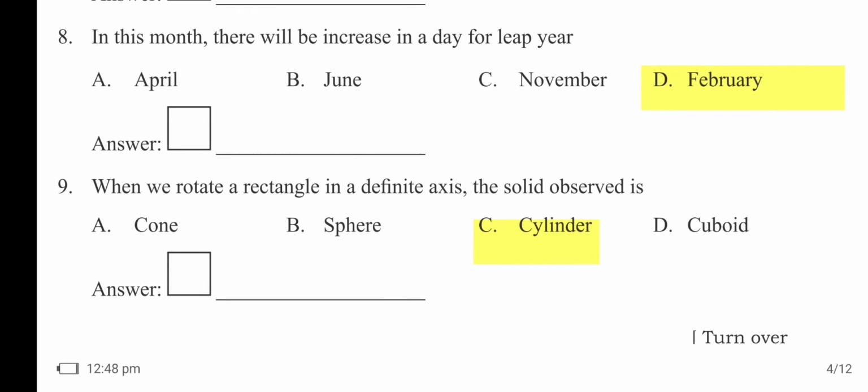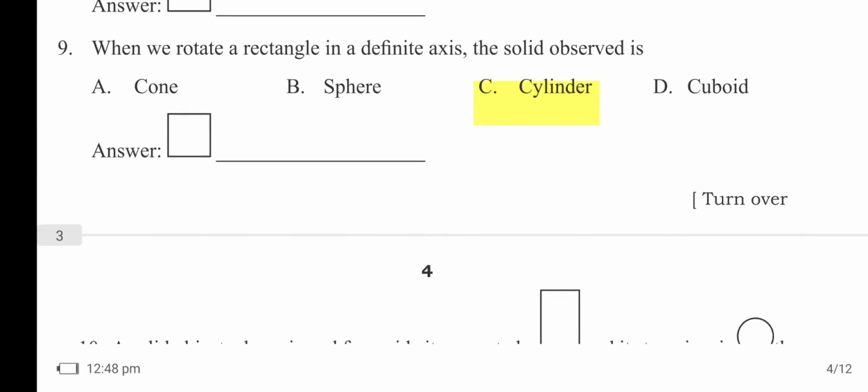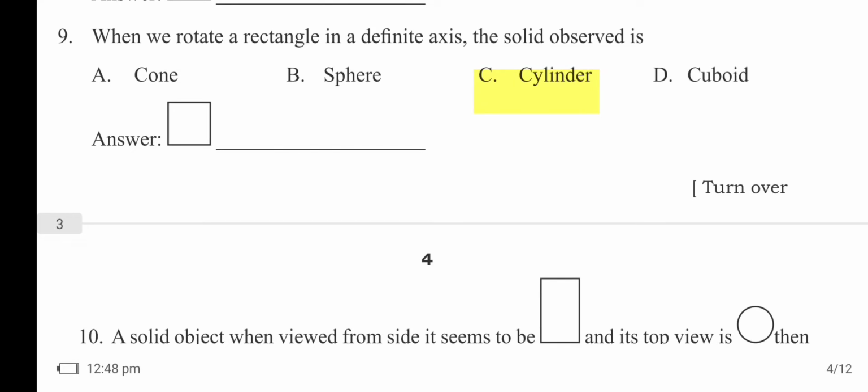Eighth one, in this month there will be an increase of a day in a leap year. Which is the month? Option A April, option B June, option C November, or option D February. So the right answer is option D, February. Ninth question, when we rotate a rectangle about a definite axis, the solid obtained is it a cone, a sphere, a cylinder, or a cuboid? So the right answer is option C, cylinder.